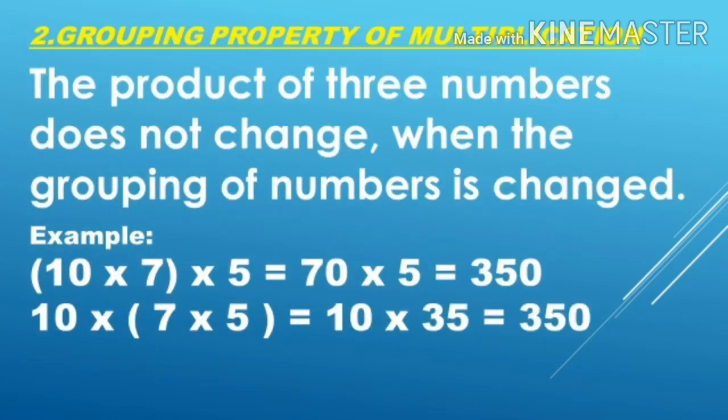Let us understand the second property, that is the grouping property of multiplication. Here you can see that we can use this property when we multiply more than 2 numbers. First of all, for multiplying more than 2 numbers, suppose we are multiplying 3 numbers, we make groups. Here I have made the group of 10 and 7. In the given example, I have multiplied 10 and 7 first. That is equal to 70. Then 70 is multiplied by 5, the leftover number, and we have got the answer 350. Now in the second example, I have changed the group. Now I have multiplied 5 and 7 first.